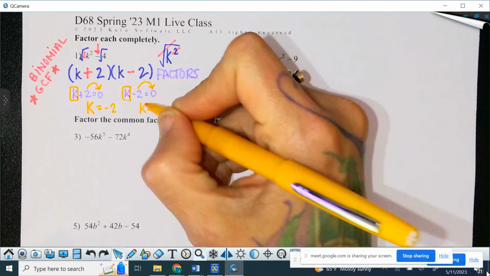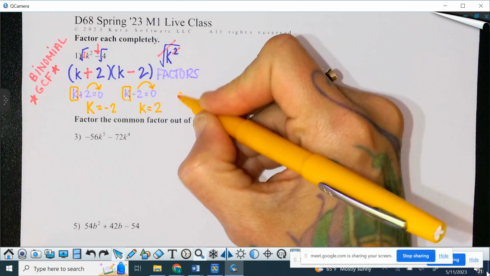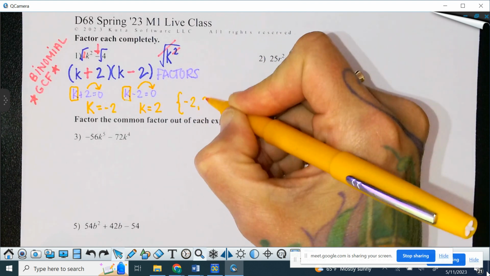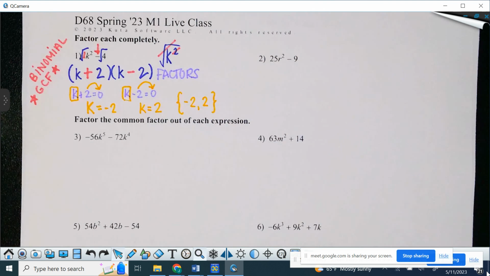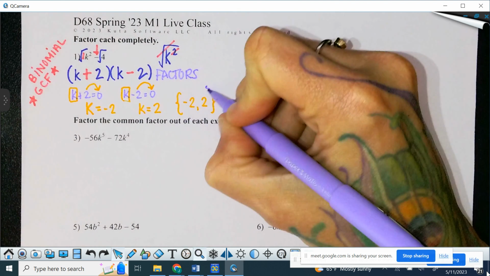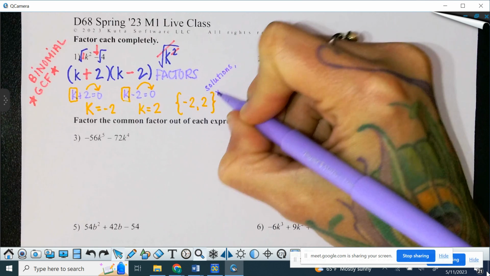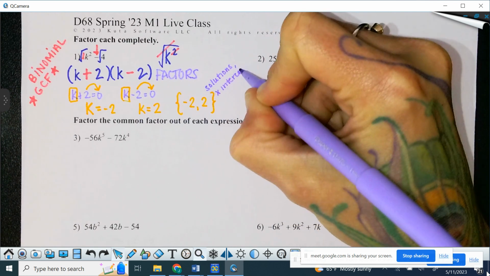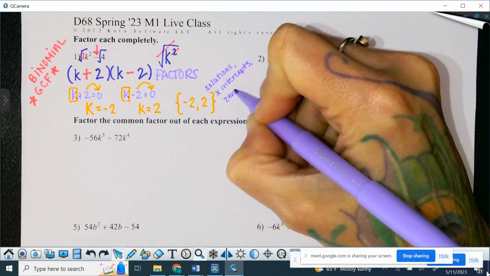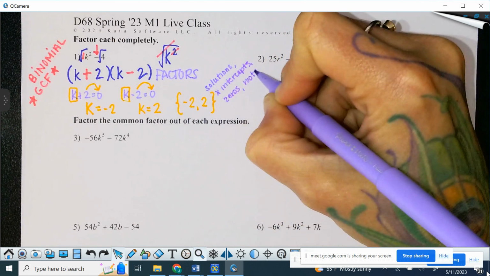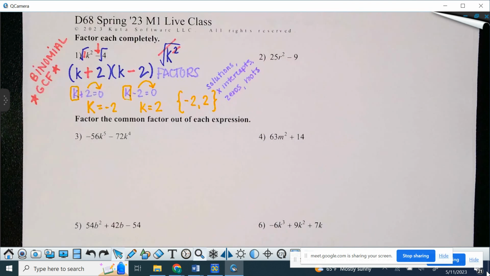Beautiful. So then our solutions, our x-intercepts, our roots, and our zeros are going to be negative 2 and positive 2. So literally, if I was to go to Desmos and graph x squared minus 4, you're going to see that graph touch the x-axis at negative 2 and positive 2. And so these are our solutions, also known as x-intercepts, also known as zeros, also known as roots, and I'm sure there's more, but that's all I got at 8:45 in the morning without any coffee.